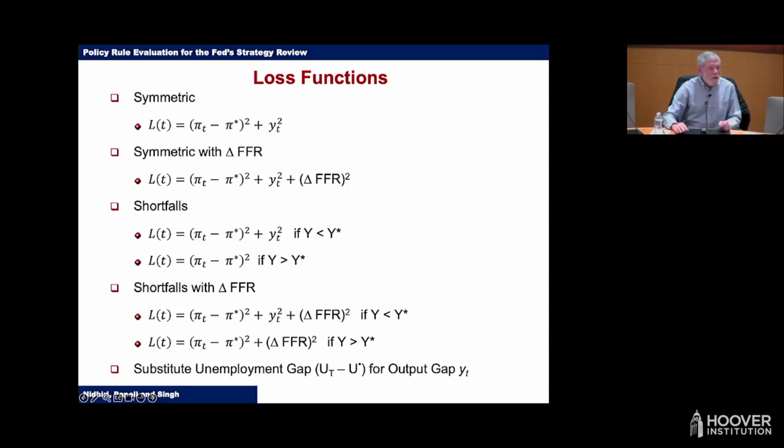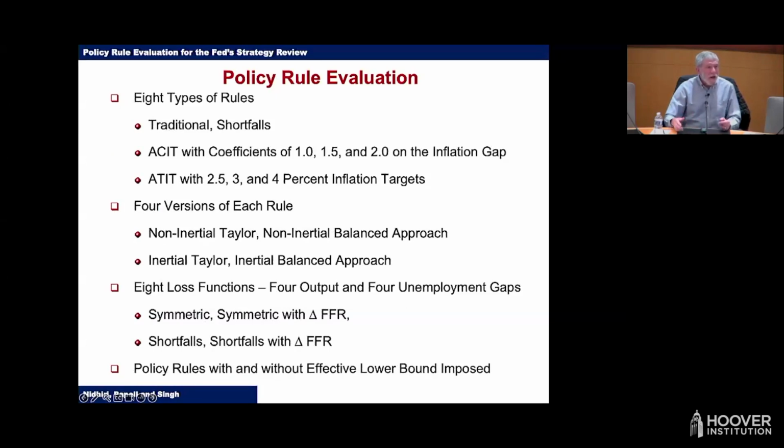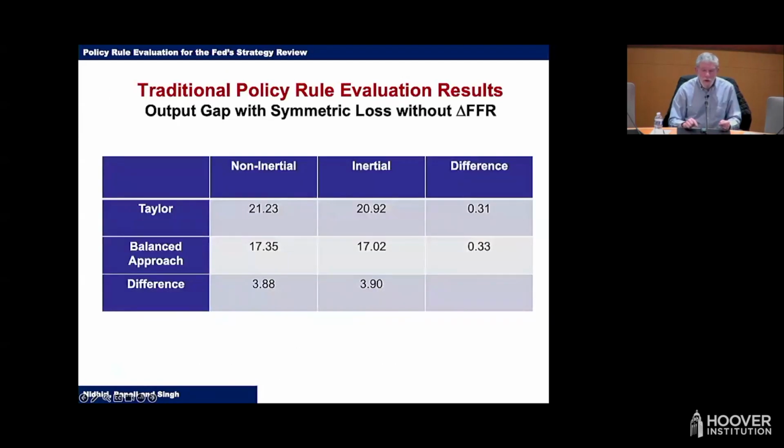Okay. Shortfalls, and you can have it with the change. We also substitute the unemployment gap in the loss functions for the output gap. So we have 8 types of rules, 4 versions of each rule, 8 loss functions, and policy rules with and without the effective lower bound. I think once we put in the with and without, we're up to 512 in the paper. Okay, I'm not going to show you 512.